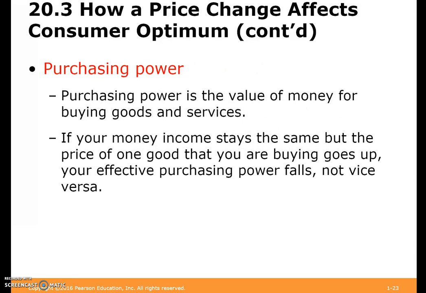Now, it's also important to think about what purchasing power is. Purchasing power is the value of money for buying goods and services. If your money income stays the same, but the price of one good that you're buying goes up, your effective purchasing power falls. Your money doesn't go as far. You can think about it like that.